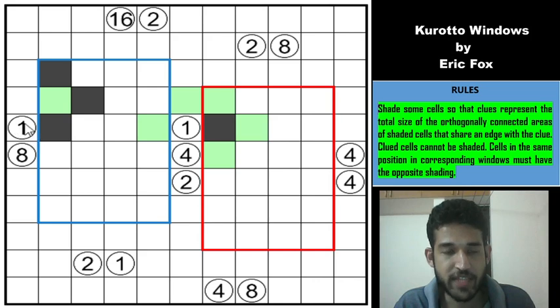And now this one clue is satisfied. So this is unshaded, and this exactly has to be 1 block in size. So this is unshaded and this is unshaded. And now we are getting more shaded cells because of these 2 cells being unshaded. These 2 cells will be shaded for the red window.